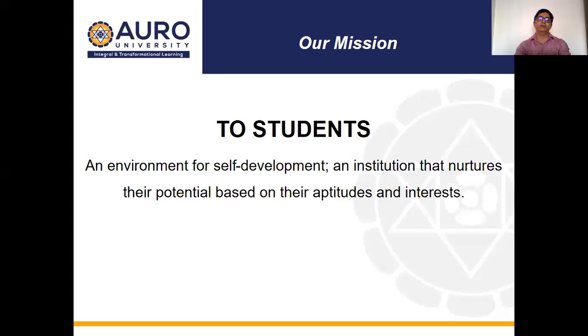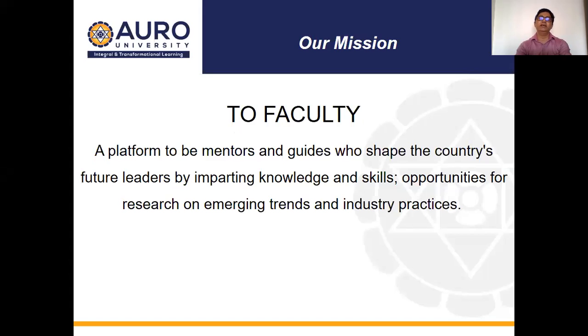Our mission for the students is to give the environment for self-development, an institution that nurtures their potential based on their aptitude and interests. It means that apart from bookish knowledge, we are going to give vast knowledge towards the society and the world also. For the faculty, the mission of the university is to provide knowledge and skills, and opportunity for research on emerging trends and industry practices.